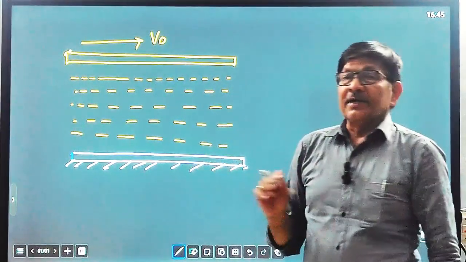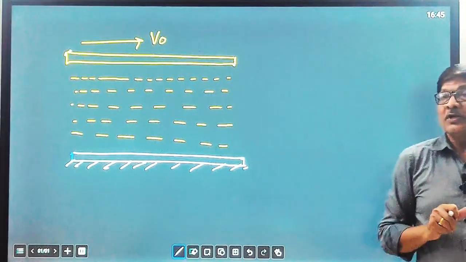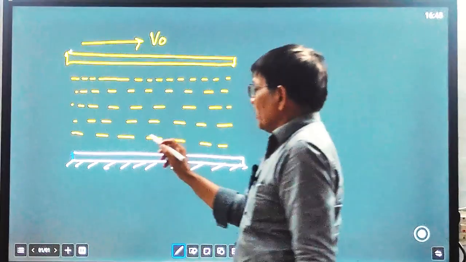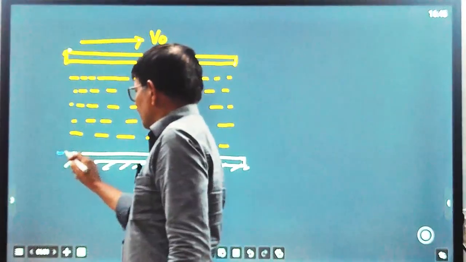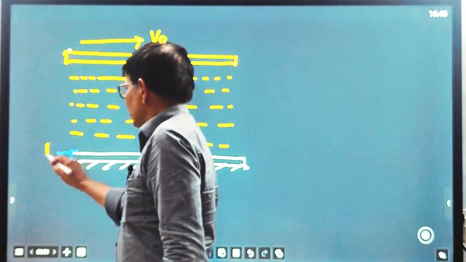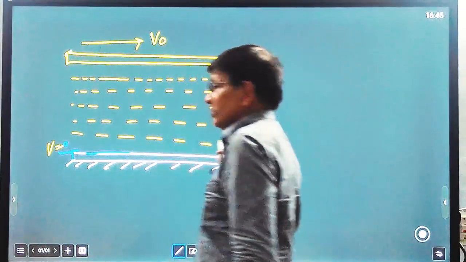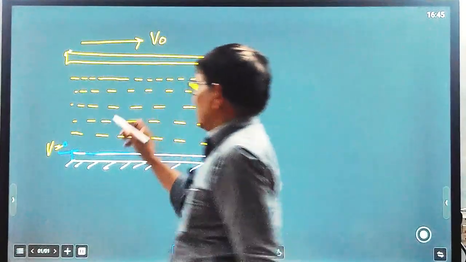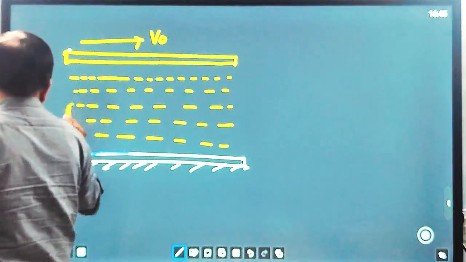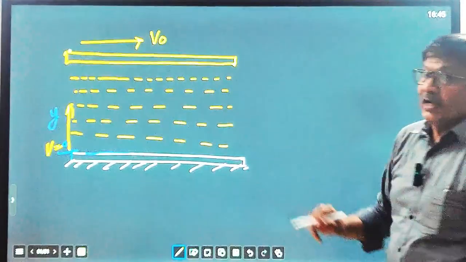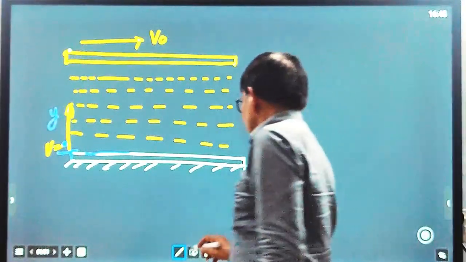So we know that under the no-slip condition, a real fluid always follows the condition of no separation. When moving fluid comes in contact with a solid surface, its velocity becomes zero at this point, everywhere on this surface. And as we move upward in the y direction, velocity will increase.